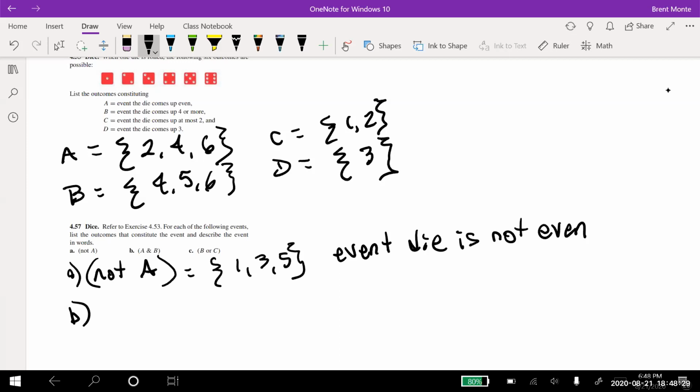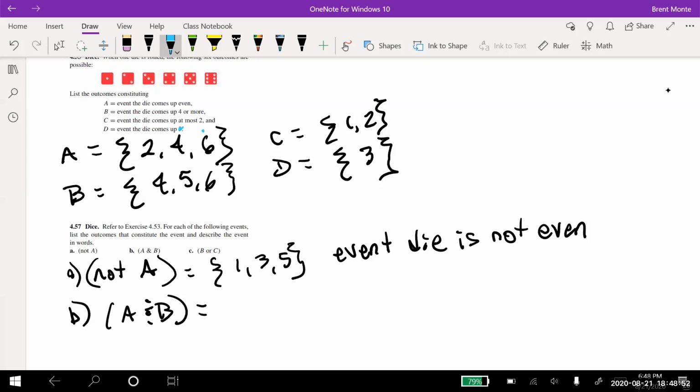But I wanted to go with their wording of the not. Part B says, well, what about A and B? Remember that and says it has to be in event A and it also has to be in event B. So we look at A and B for what they have in common. They don't have a 2 in common. They do have the 4, they do have the 6.